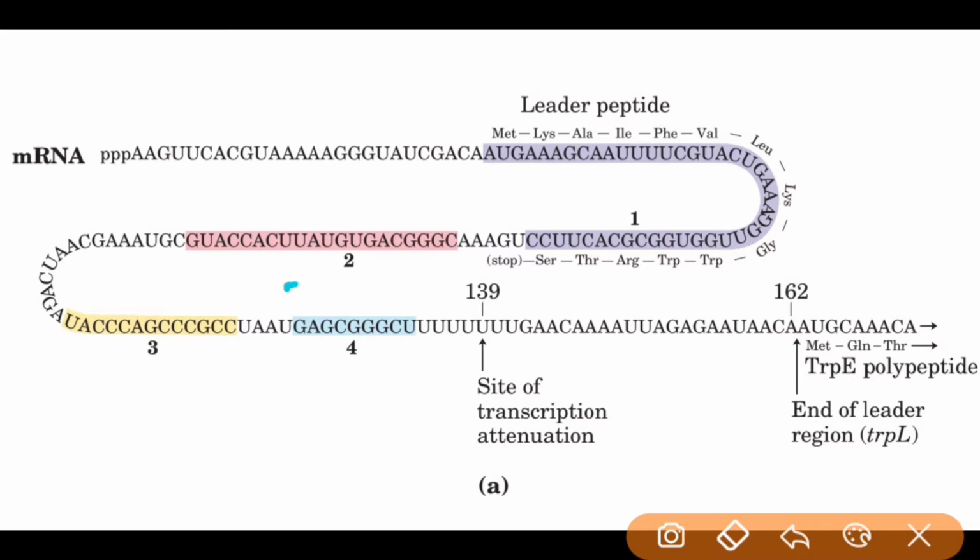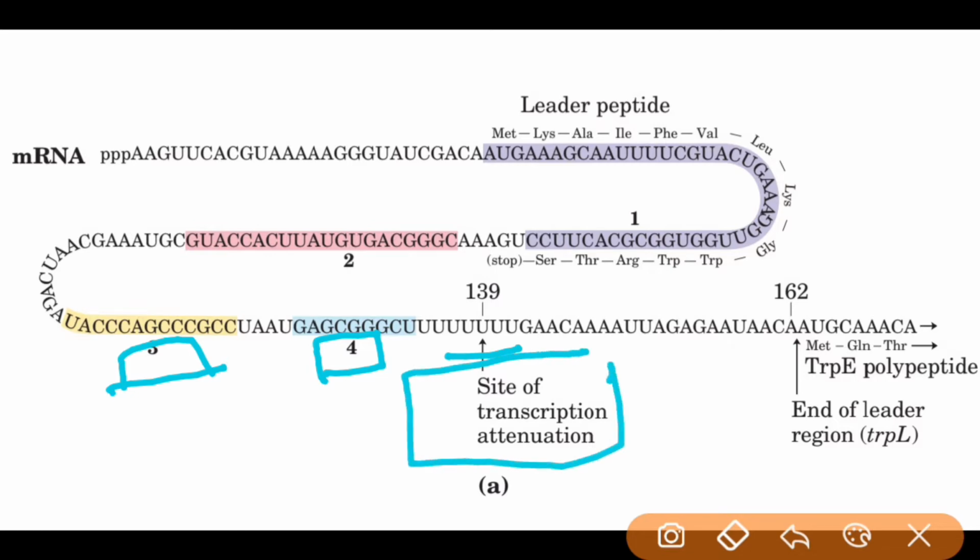Whenever there is pairing between region 2 and region 3, there is formation of an anti-terminator loop. However, when there is pairing between region 3 and region 4, there is formation of a terminator loop that leads to the termination of transcription near this site. Whenever a terminator loop forms between region 3 and region 4, transcription gets terminated near this site, which is the site of transcription attenuation. So that is the detailed structure of the mRNA of the TRPL region.